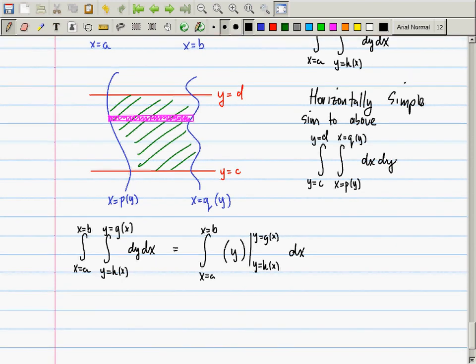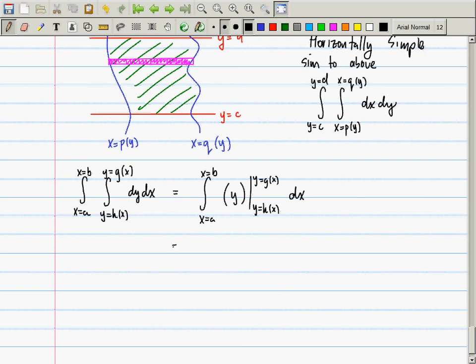So now I need to do this and say that this is the integral from x is a to x is b of, now what do I get when I perform the substitution? g of x minus h of x dx. And now this is the calculus one formulation of the problem. Do you remember this now?